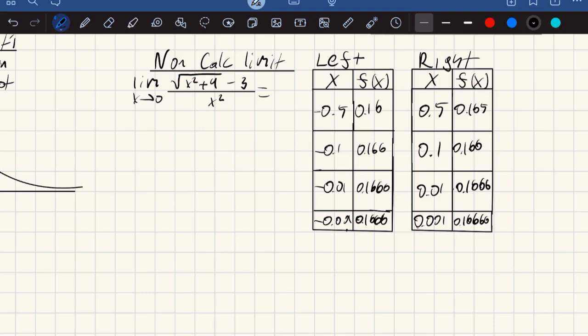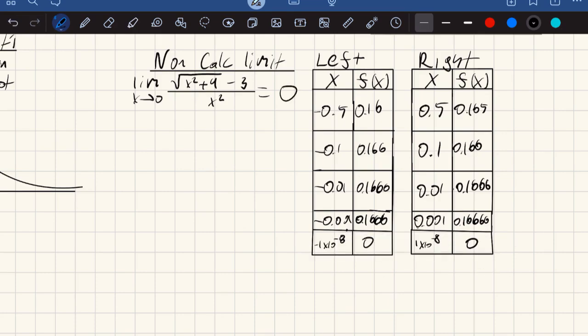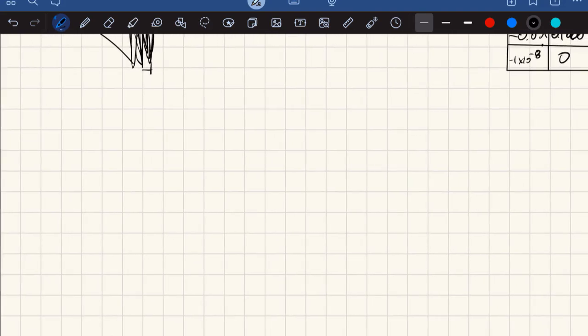So after filling in our charts with values of x that get closer and closer to 0, we could see our function gets to 1 over 6. But if we were to keep going even closer to 0, we get 0. So our answer is 0. But that's actually not the case. It's actually 1/6. We have to do these limits analytically, which we will learn in the next video. But now let's get into some practice problems.